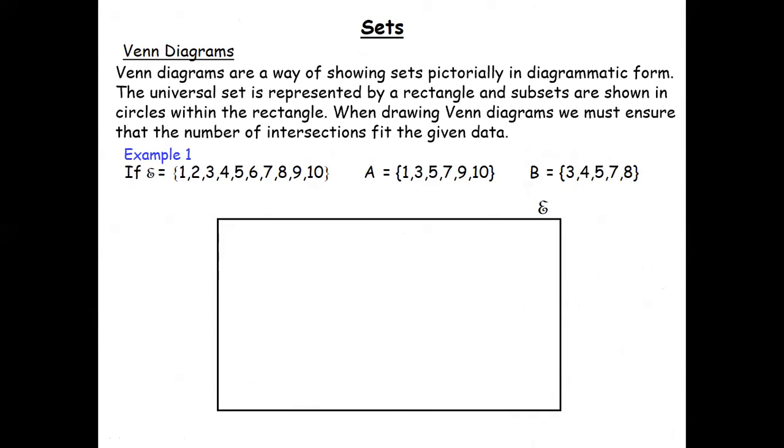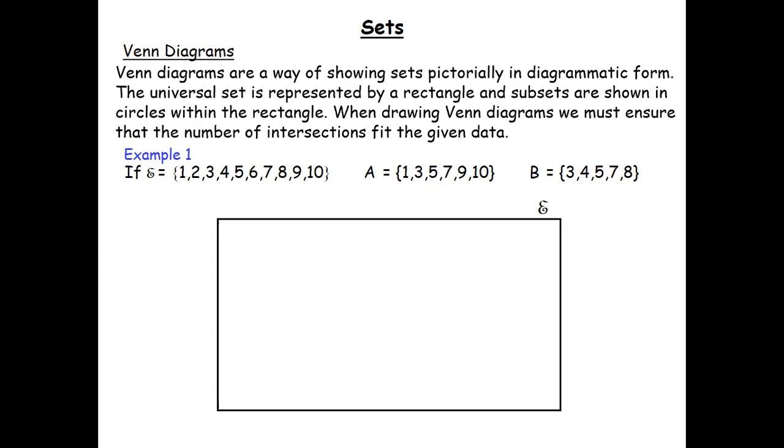When drawing Venn diagrams, we must ensure that we show the intersections. There will be many situations when there are elements that belong to both one set and another set. So if we look at this example, it says the universal set.